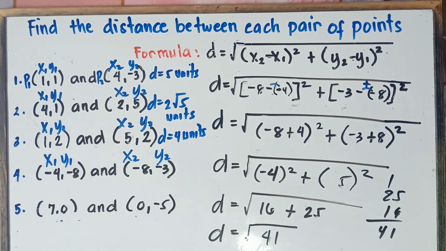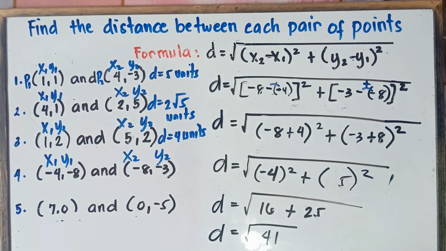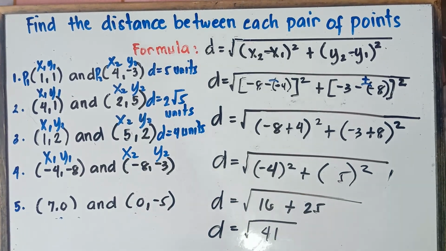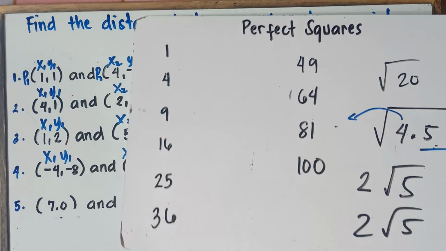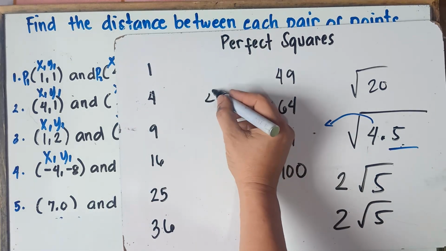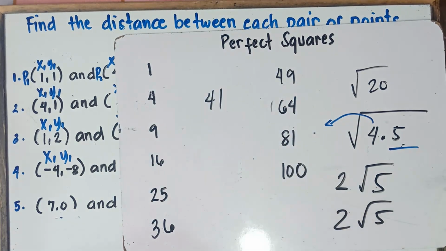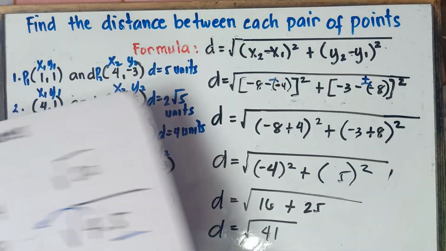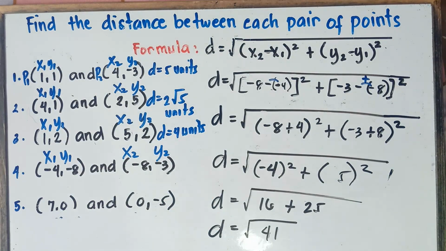Now, can we simplify the square root of 41? Is 41 a perfect square? Nope. 41 is not a perfect square. What are the factors of 41? No other number, class. That's only 1 and 41. No other factors for 41. So therefore, class, we cannot simplify the square root of 41.